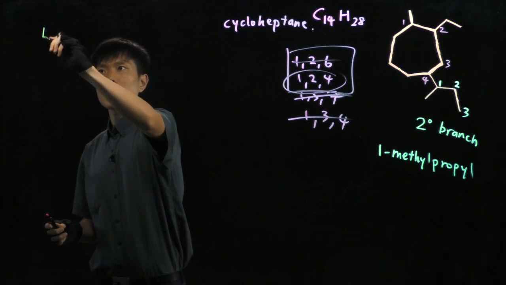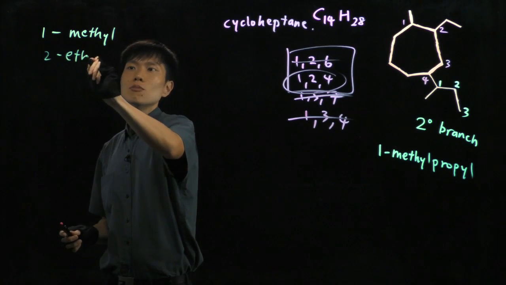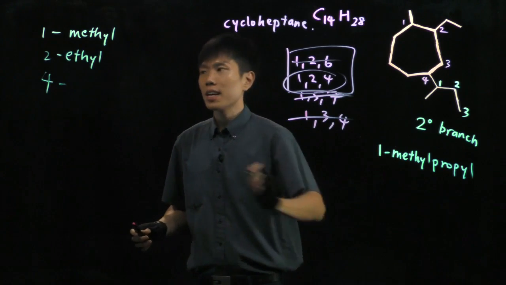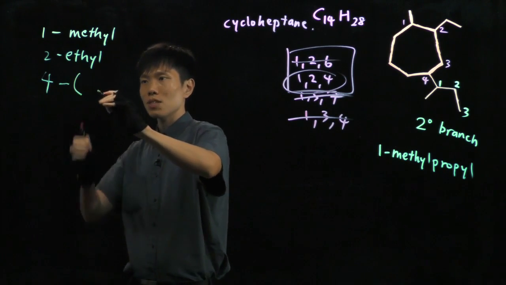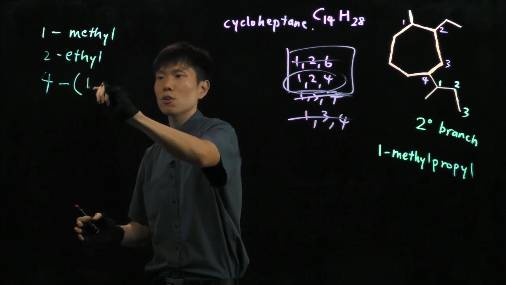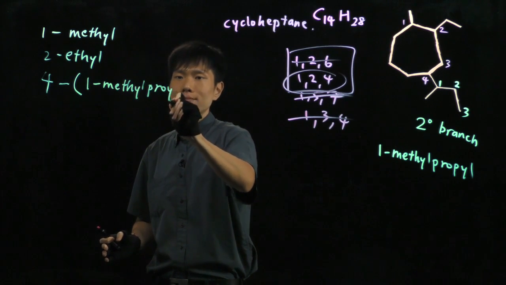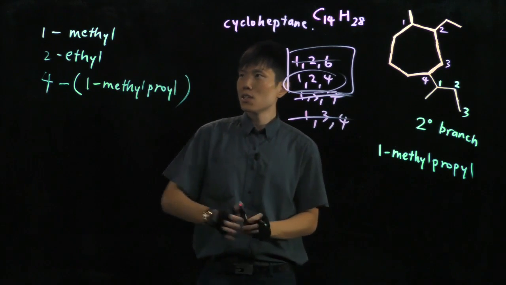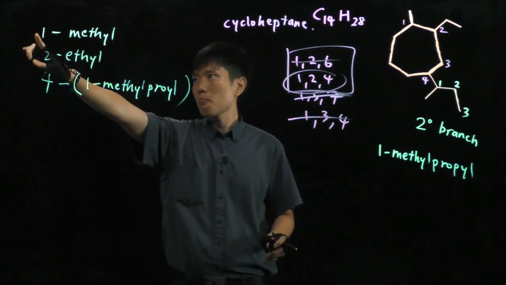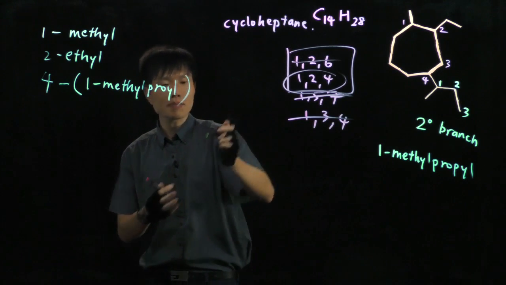The first carbon has a methyl group. We write here. The second carbon has an ethyl group. And the fourth carbon has a 1-methylpropyl. And we have to put parentheses here, because if not, it's very confusing to see two numbers separated by a hyphen. So bracket 1-methylpropyl. So this first number here indicates where on the primary branch it is. So we put them together alongside your main parent chain, cycloheptane.